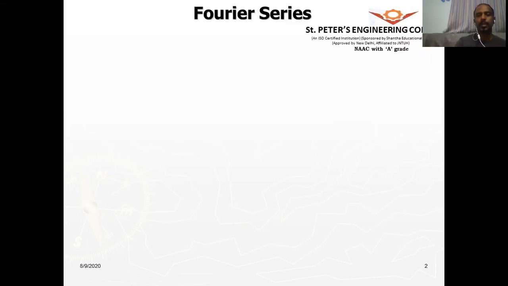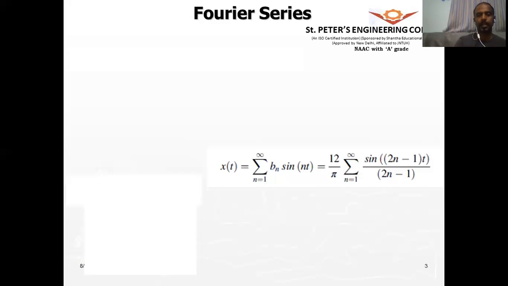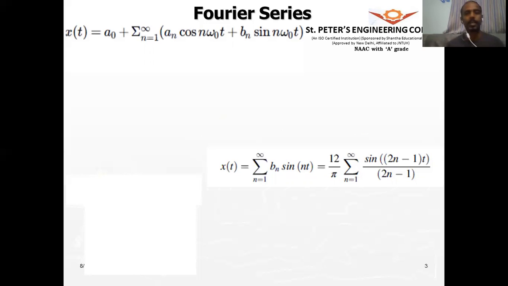All right. Now let us solve some more problems. In this session, we will be solving problems using trigonometric Fourier series. So we know that the signal x of t can be written in terms of the trigonometric Fourier series as a naught plus sigma n equals 1 to infinity a n cos n omega naught t plus b n sin n omega naught t. This is the standard form of writing the Fourier series.